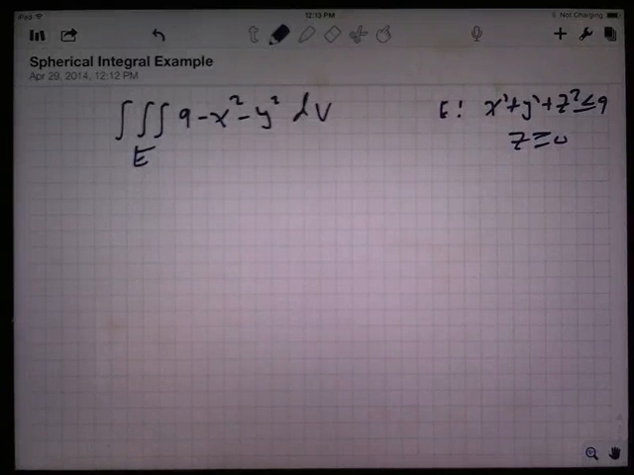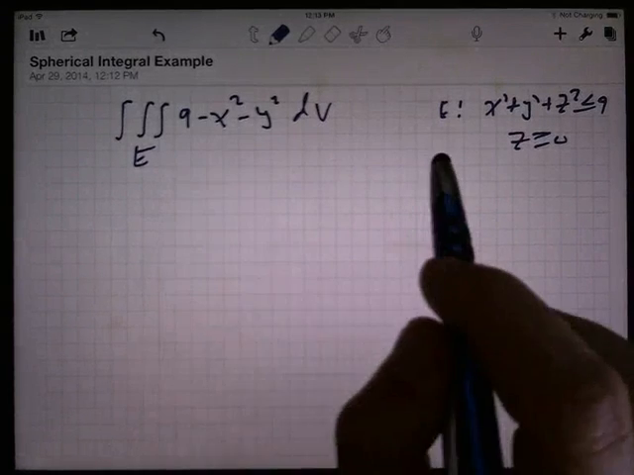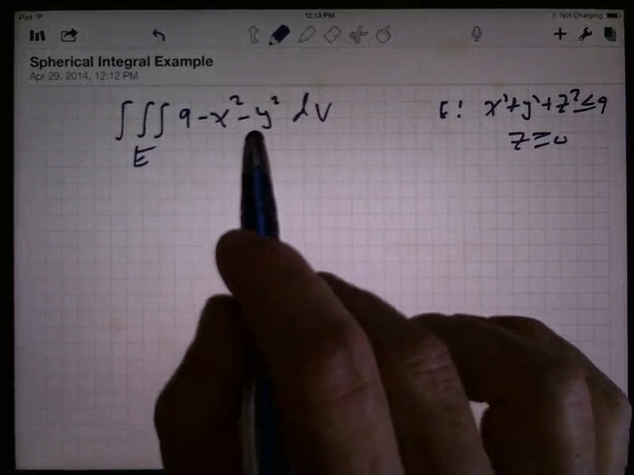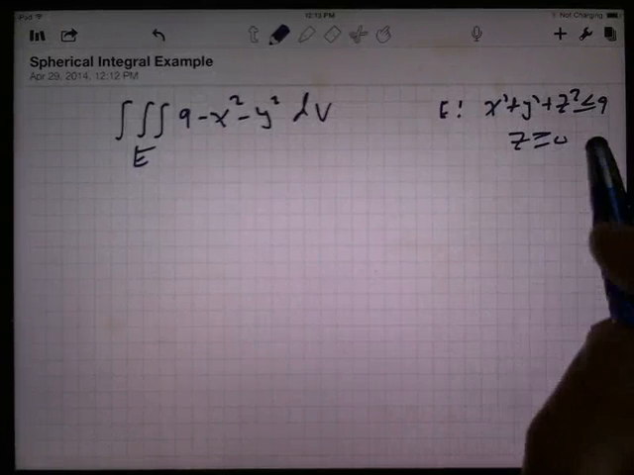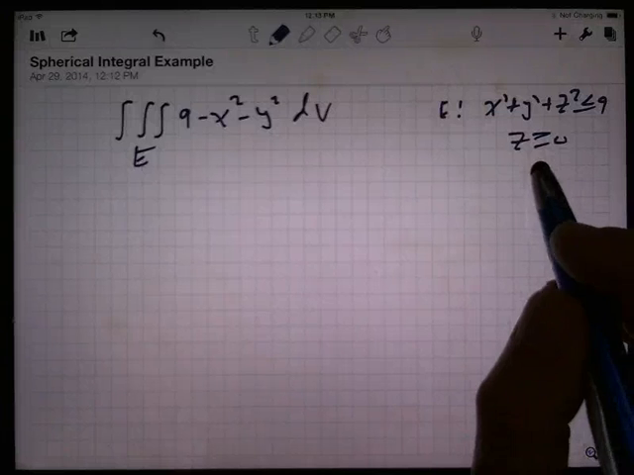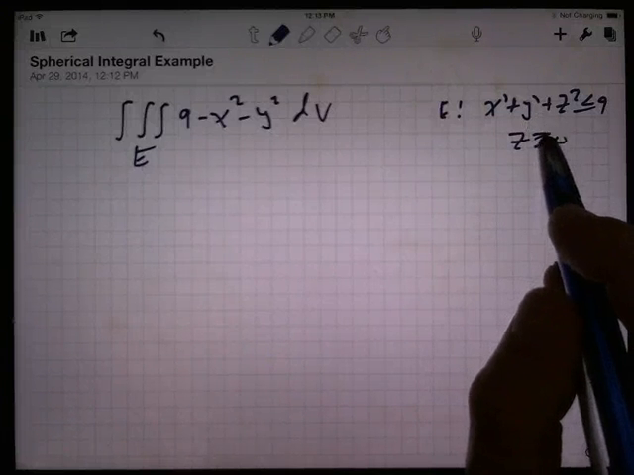All right, I want to do this integral right here. The integral of 9 minus x squared minus y squared dV over E, where E is described by this. It's actually the solid hemisphere, right?